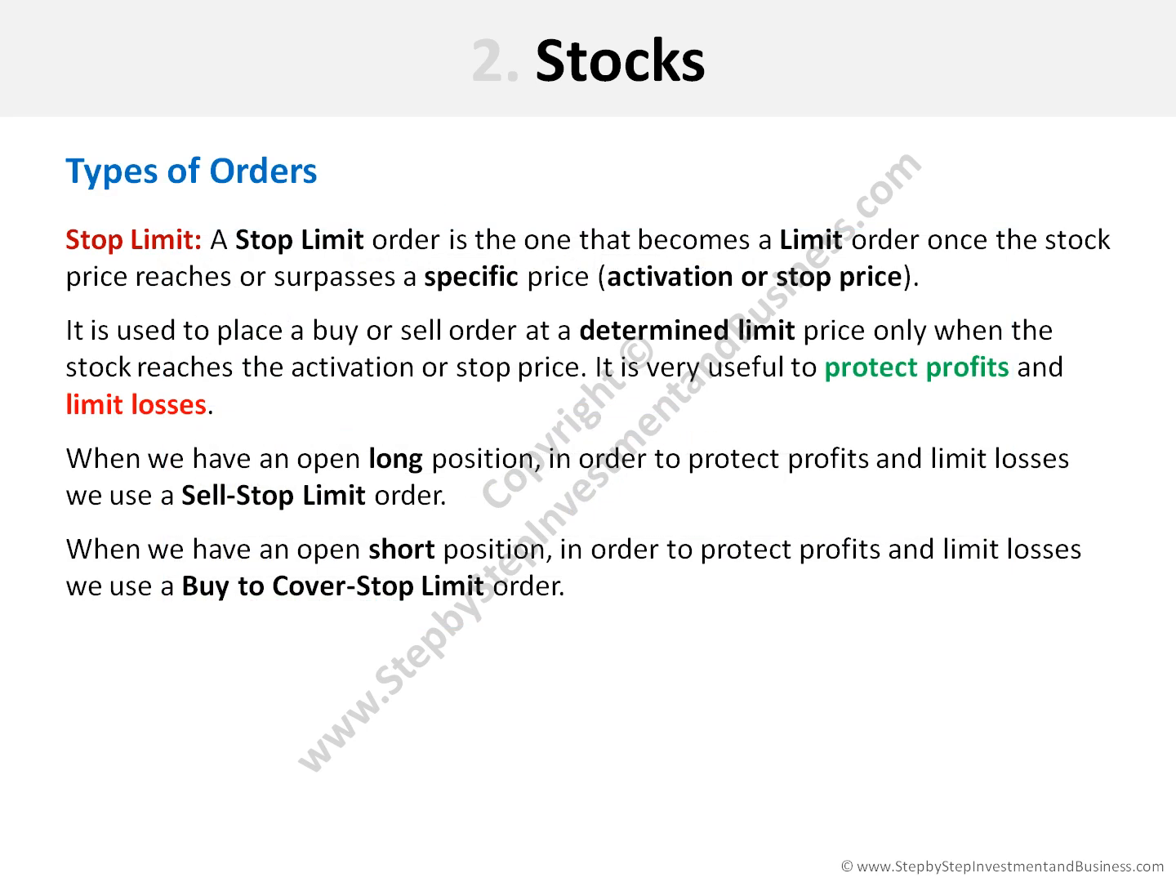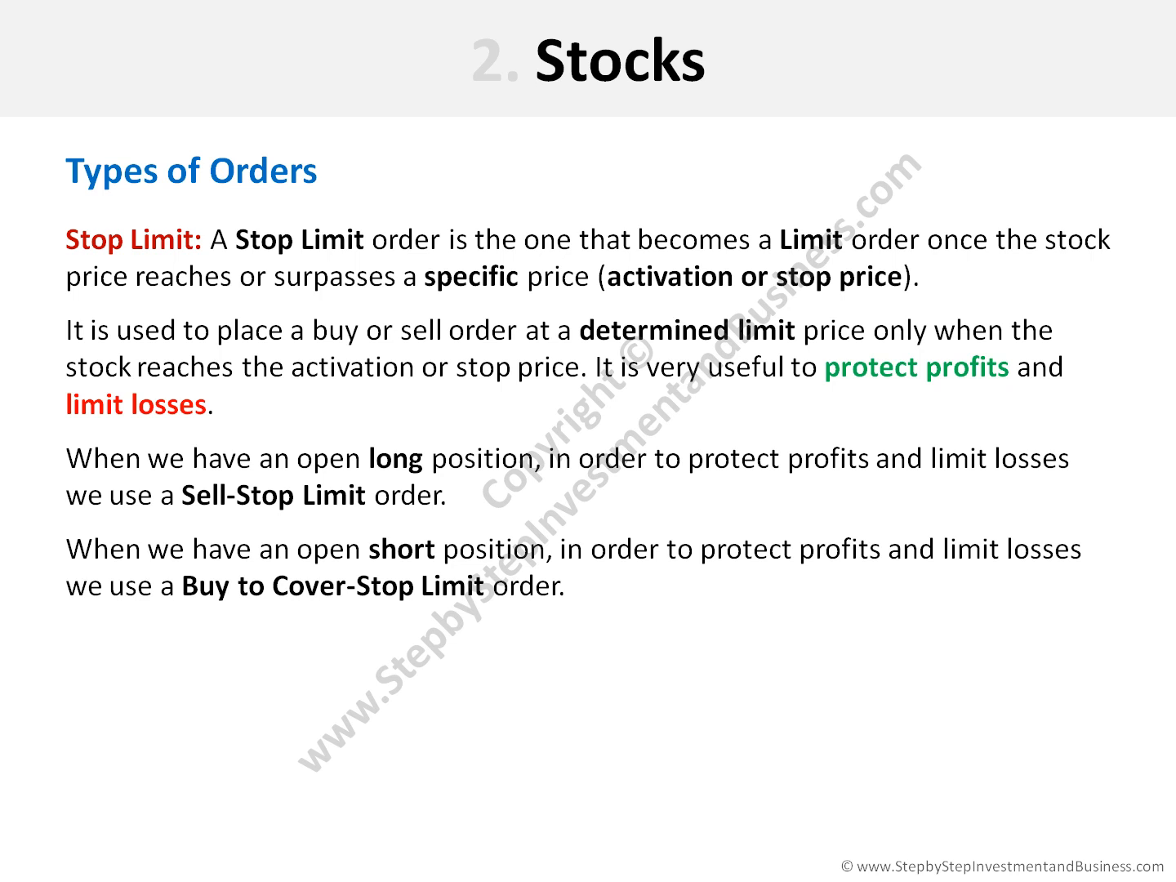Now, let's see how the stop limit order works. A stop limit order is the one that becomes a limit order once the stock price reaches or surpasses a specific price. This price is known as activation or stop price. It is used to place a buy or sell order at a determined limit price only when the stock reaches the activation or stop price. It is very useful to protect profits and limit losses. When we have an open long position, in order to protect profits and limit losses, we use a sell stop limit order.